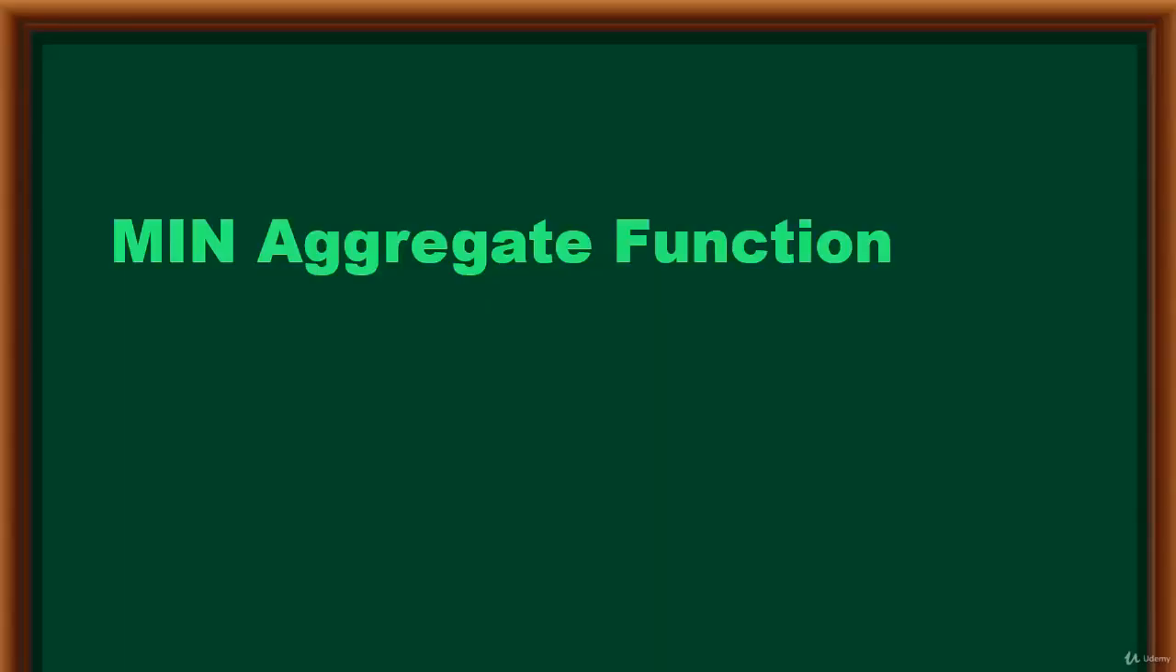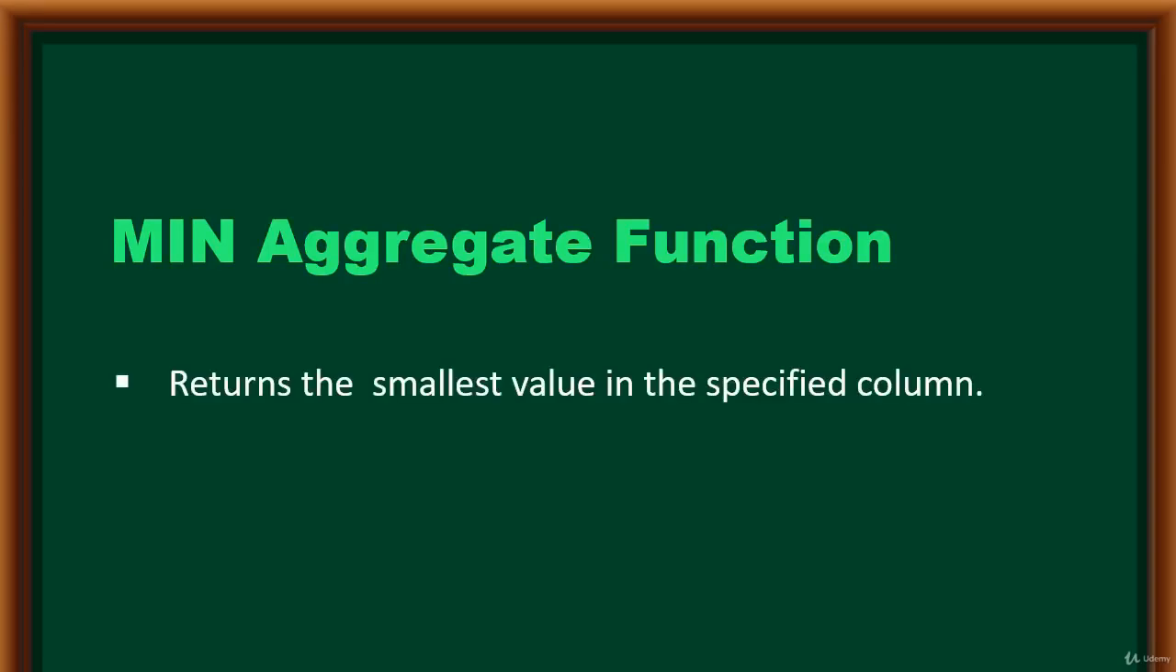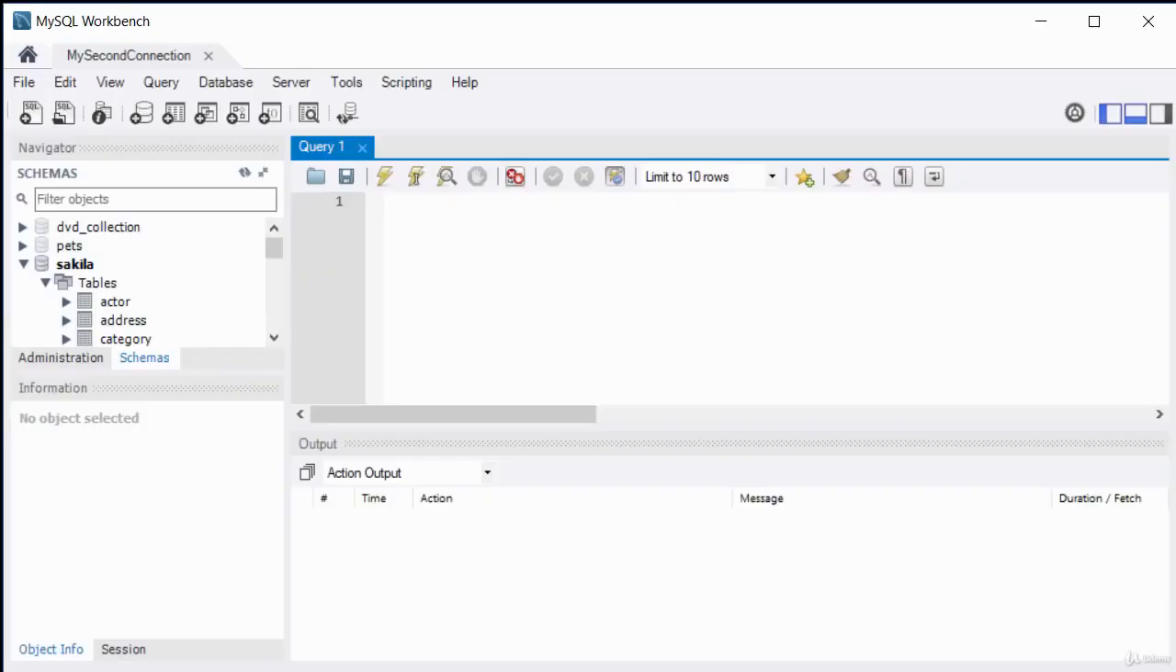Hello and welcome to this video. I will be introducing you to the min aggregate function. The min aggregate function is used to return the smallest value in the specified table, column, or field. So if you have a range of values in a specified column and you want to find out the smallest value in that range, then the min aggregate function is ideal for that purpose.